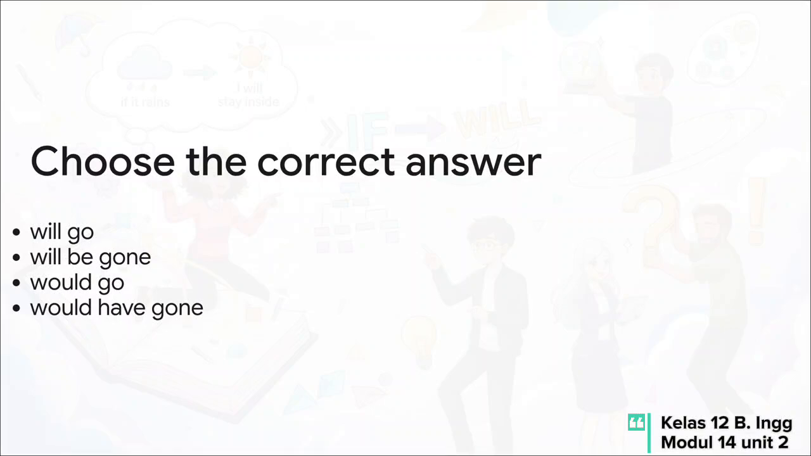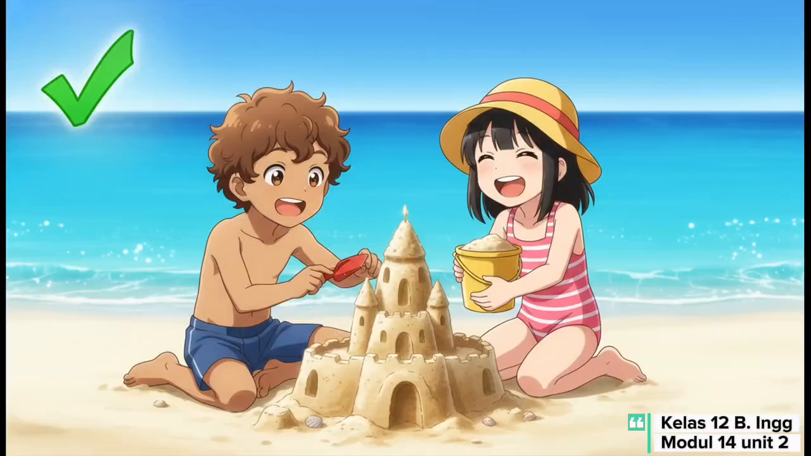Take a second, think back to that simple formula we talked about. If plus present tense, then what comes next? And the correct answer is A. Will go. Of course it is. It fits our formula perfectly. The result clause uses will plus the verb. If it doesn't rain, we will go to the beach. Simple, logical, and you nailed it.